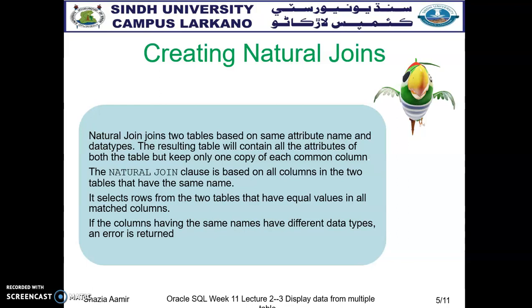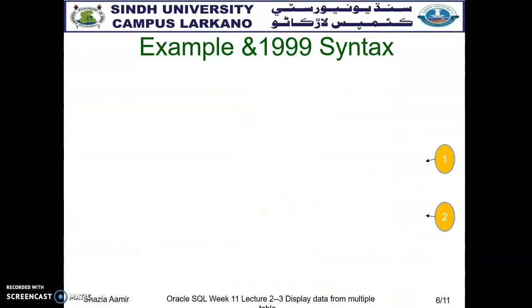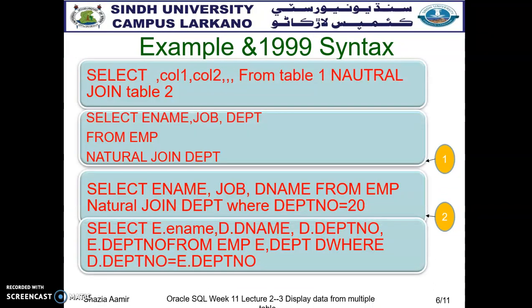If columns have the same names but different data types, then it will never return any value, it will return an error. So we have an example and syntax. Here we have the 1990 syntax, then the modern syntax will be used. First of all, what is the syntax? You must write SELECT column 1, column 2 FROM table 1, then apply NATURAL JOIN, then table 2.